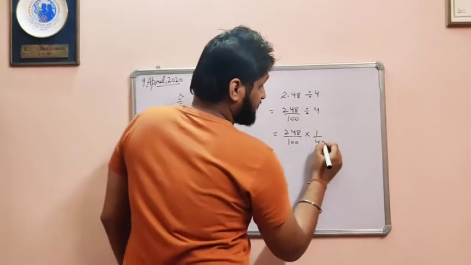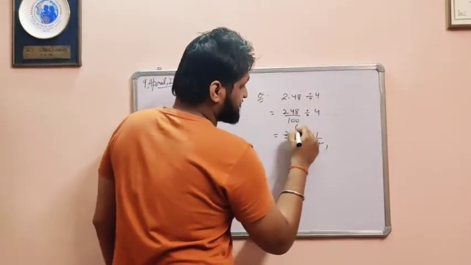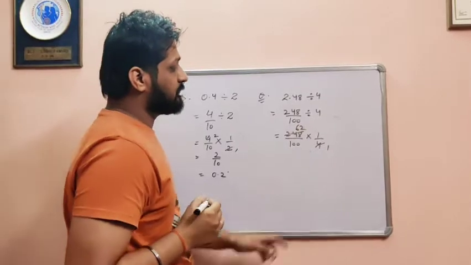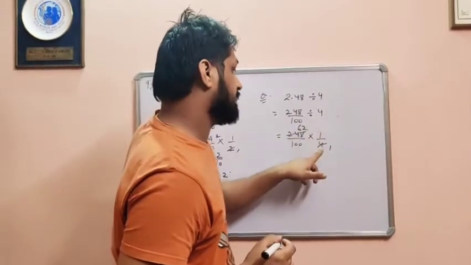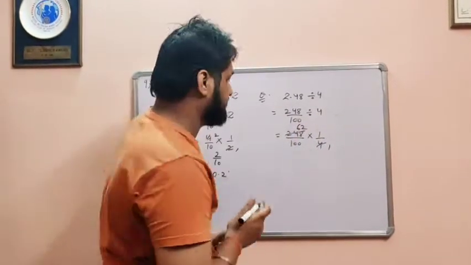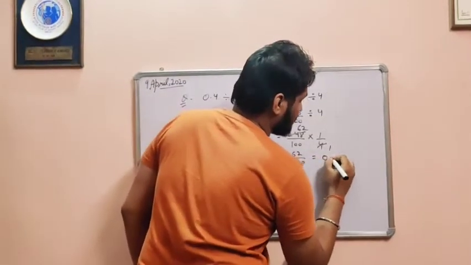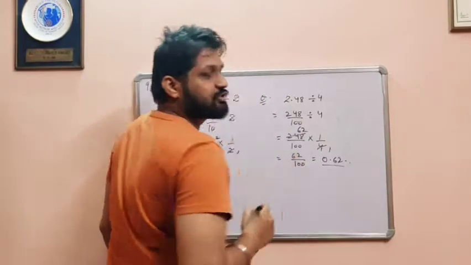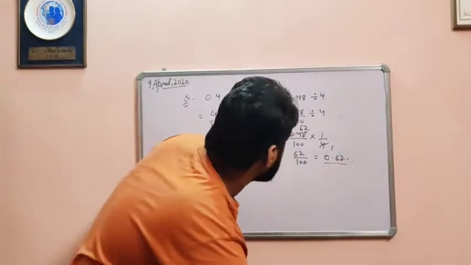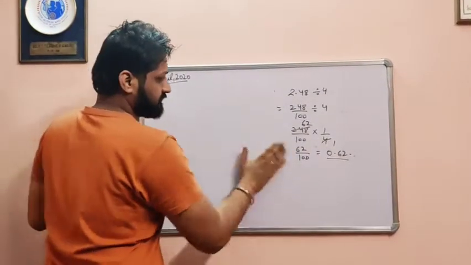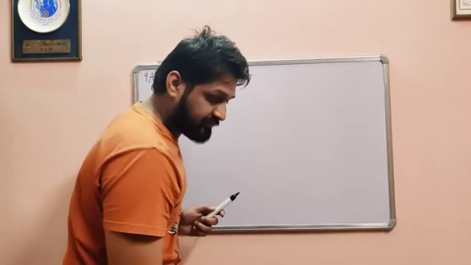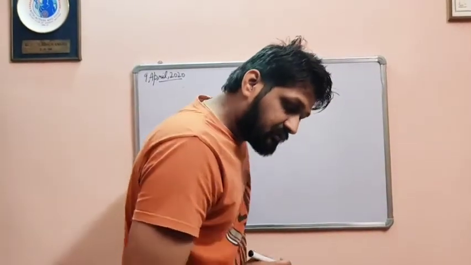Now here it is 1 and here it is 62. 4 into 62 is 248. So this is 62 by 100, that can be written in the form of 0.62. Now let's see the next question.